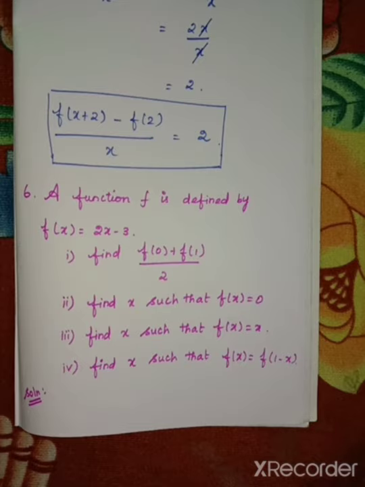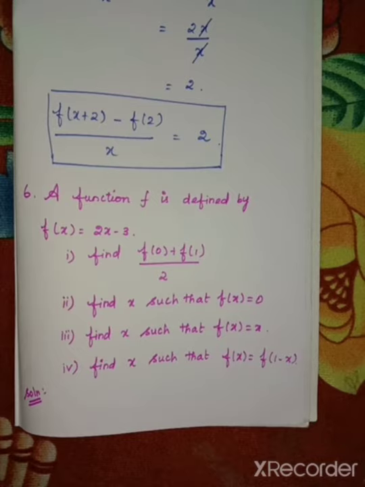Sixth question. A function f is defined by f of x equal to 2x minus 3. Here 4 subdivisions are there. First one, find f of 0 plus f of 1 divided by 2. Second one, find the x such that f of x equals 0. Third subdivision, find the x such that f of x equals x. Last one, find the x such that f of x equals f of 1 minus x.